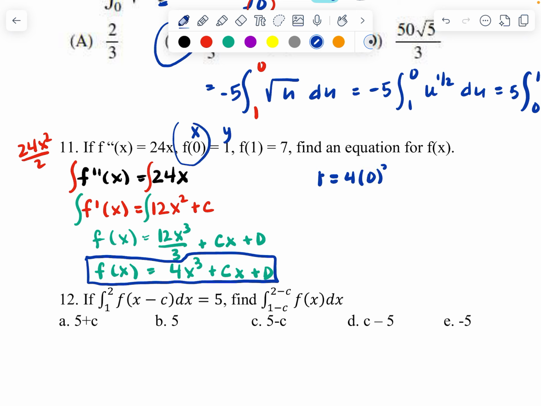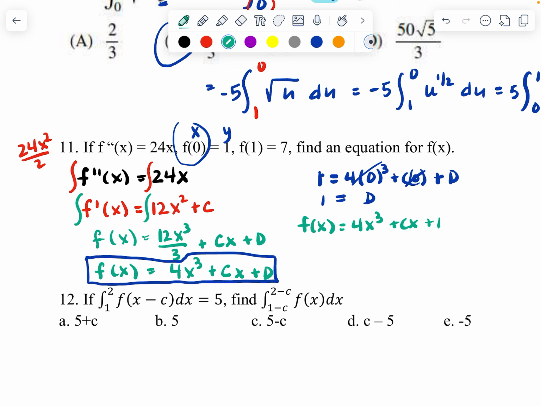So 0 cubed plus c times 0 plus d. Okay, cancel, cancel. Hey, d still equals 1. That's great news. Let's go ahead and plug it in. So now I have f of x equals 4x cubed plus cx plus 1 because the d equaled 1.